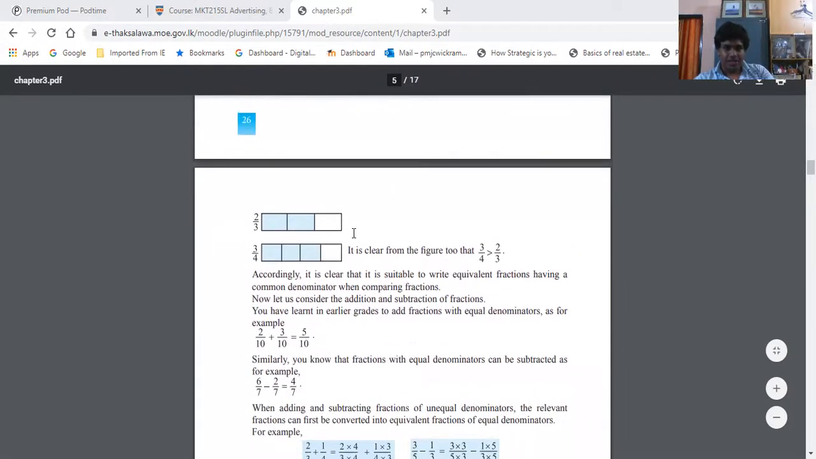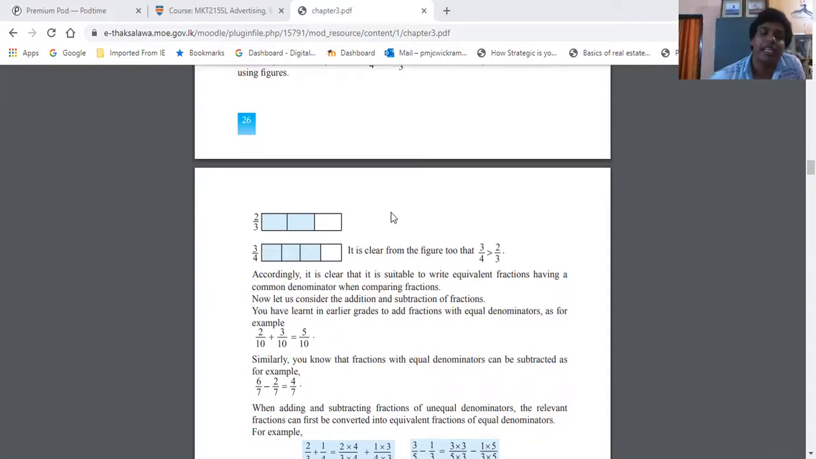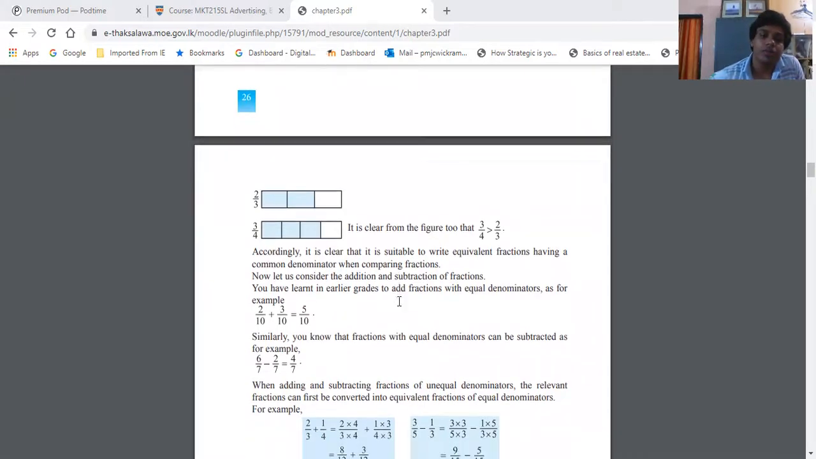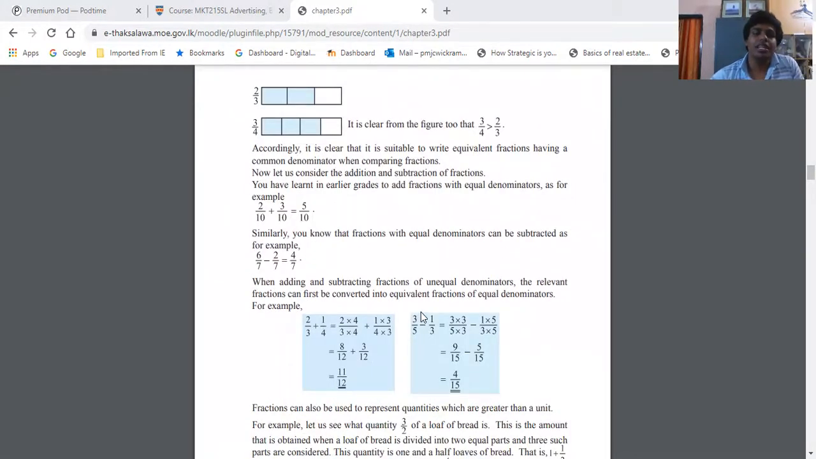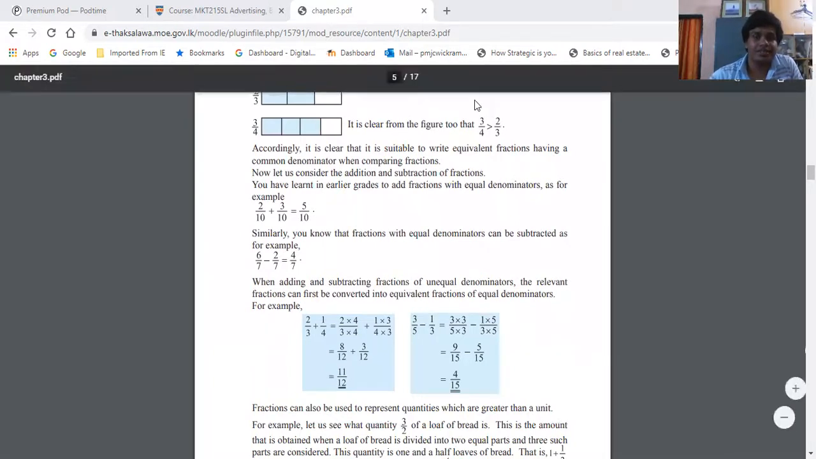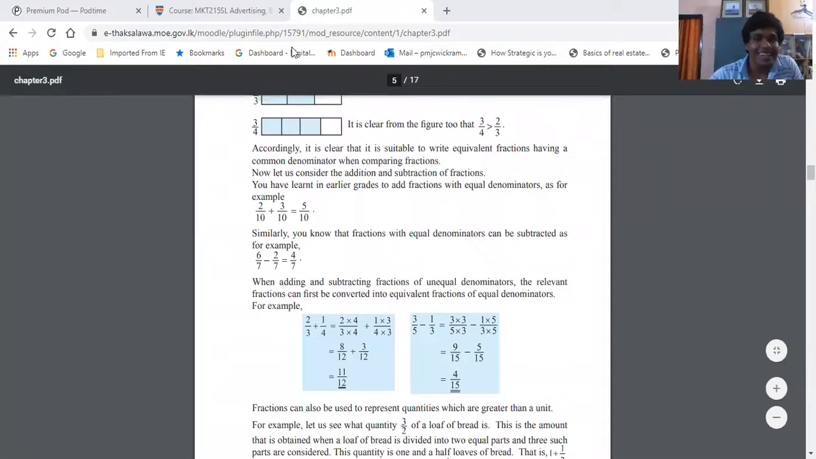You can see even the graphical representation shows us that it is a bit bigger than the other one. You have learned in earlier grades to add fractions with equal denominators. They have said you have learned, okay? So I will go faster. Don't worry. How to add those?